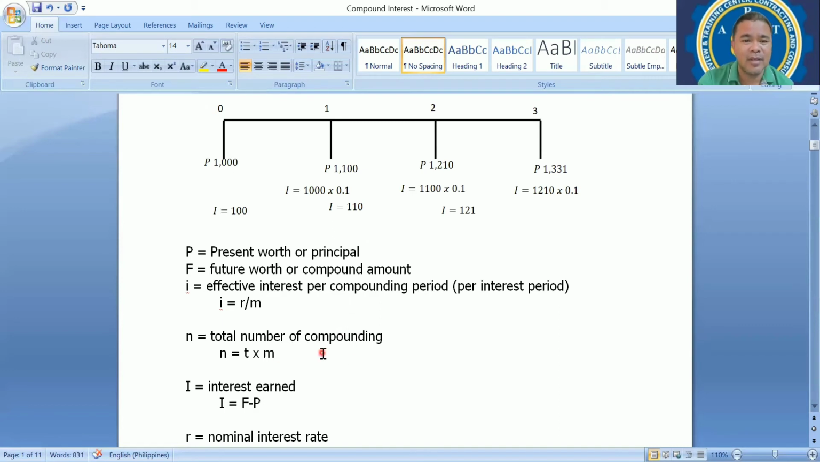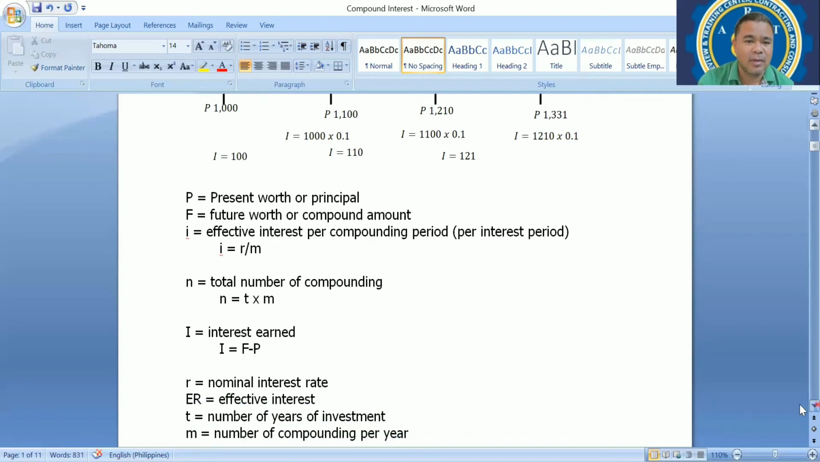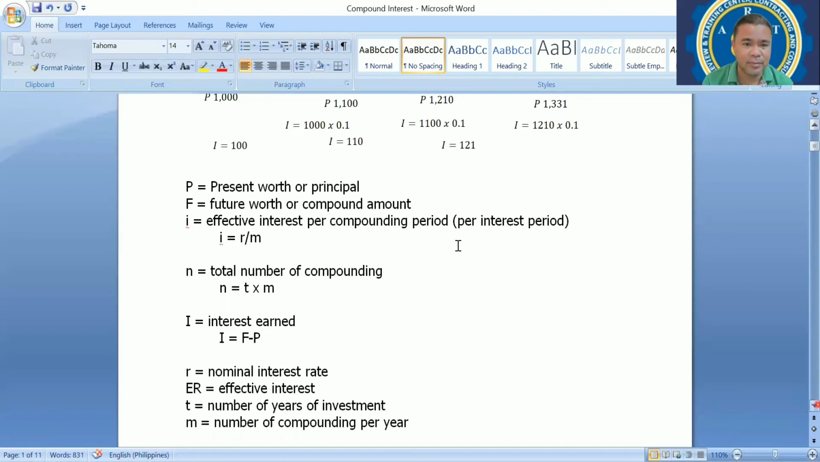N is the total number of compounding. Take note also of this: the total number of compounding is equal to T times M. Whatever you divide in your R, your interest rate, you should multiply to the T. T is considered yearly, monthly, semi-annually, times the compounding period. I is the interest earned. I equals F minus P.